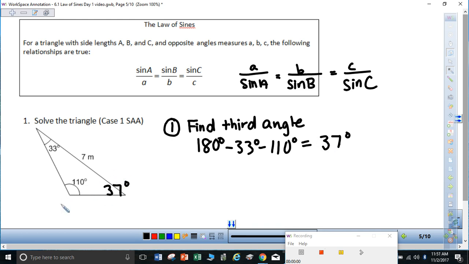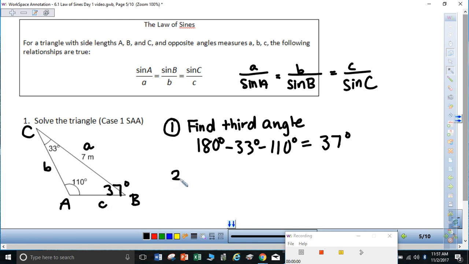Speaking of labeling, let's also go ahead and add in our letters A, B, and C. Typically when our triangles are this way, we usually put angle A in the lower left, angle B in the lower right, and angle C at the top. And go ahead and label our side lengths.